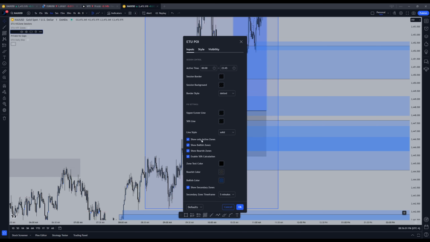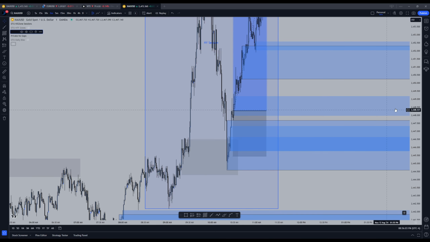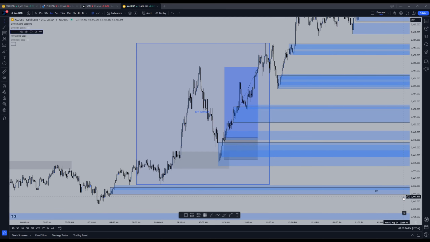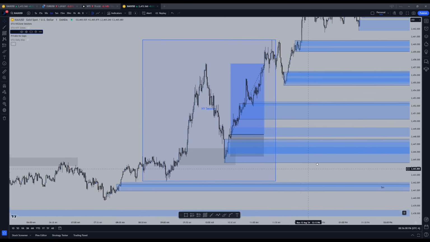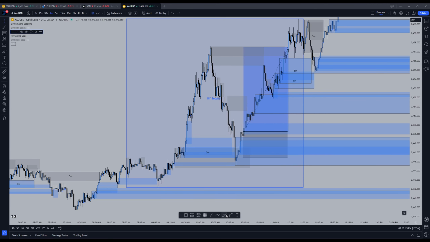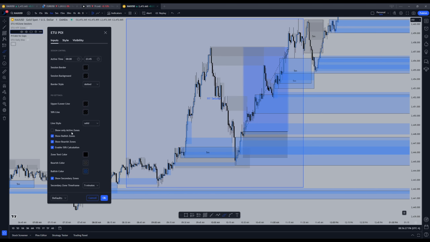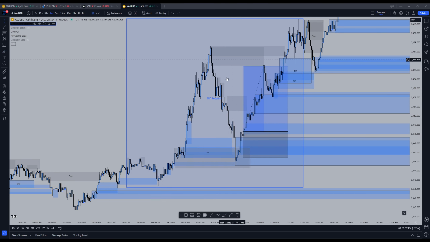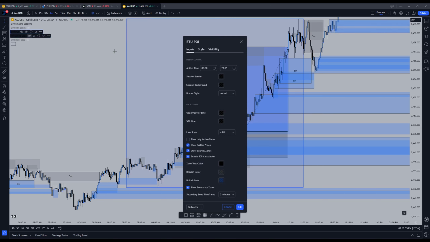Next up, we have show only active zones. If I disable that, it will draw all the OBs even if they're mitigated. So it's going to be drawing a lot of things right now. You can see it draws each and every single OB that's mitigated. This is a good way to journal without having to draw your zones, because you could journal by just turning the indicator on and turning off show only active zones. Now you have it automatically drawn for you, which saves you a lot of time in the long run.